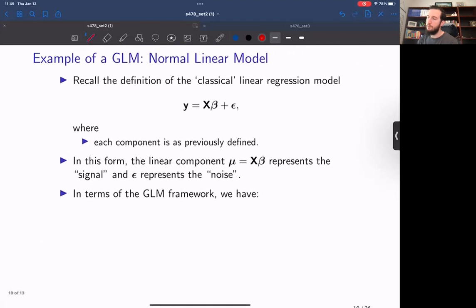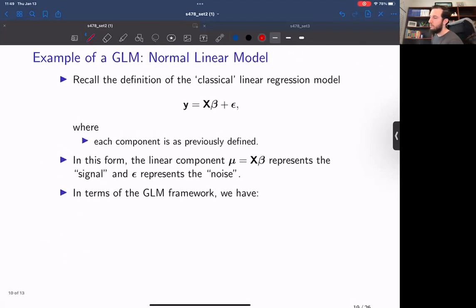Okay, so we'll start off with the most familiar case, which is the normal linear model situation. When we first study linear regression, and in particular multiple linear regression, though we could use a similar expression in the SLR case, we have y is equal to x beta plus epsilon, where x beta represents the signal and epsilon represents the noise.